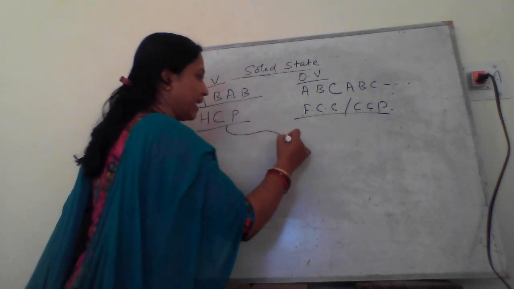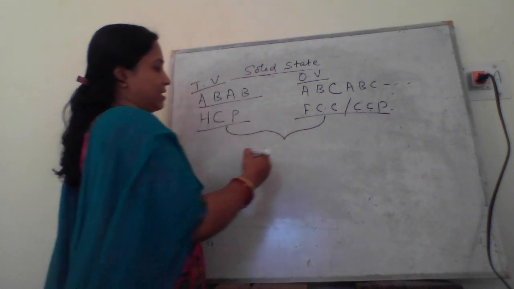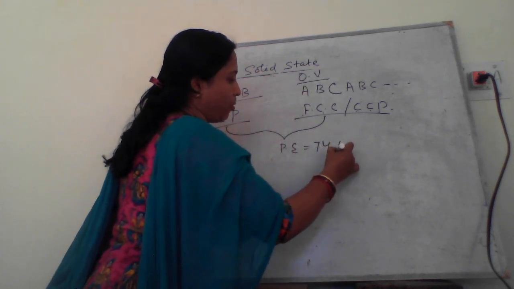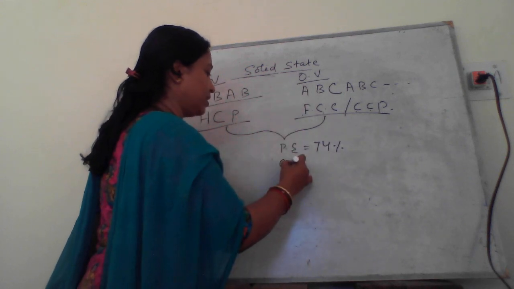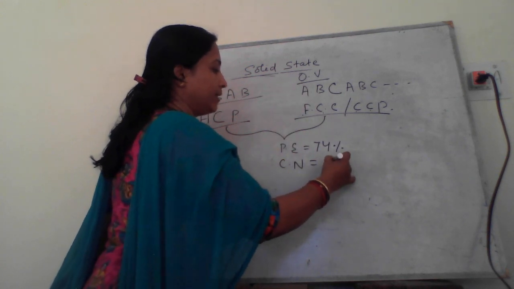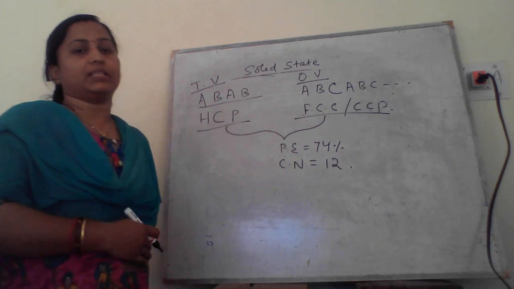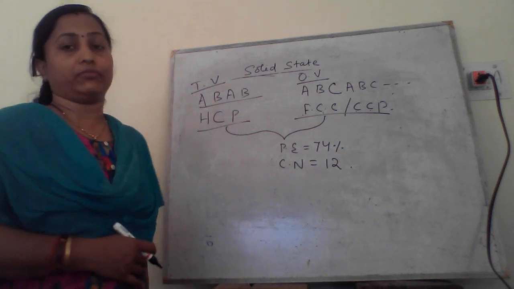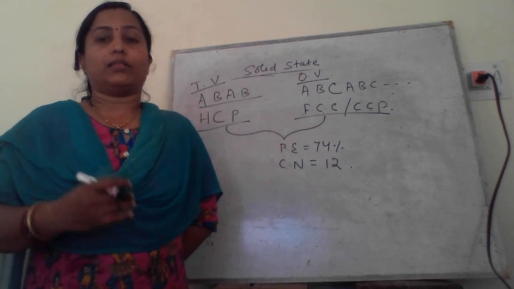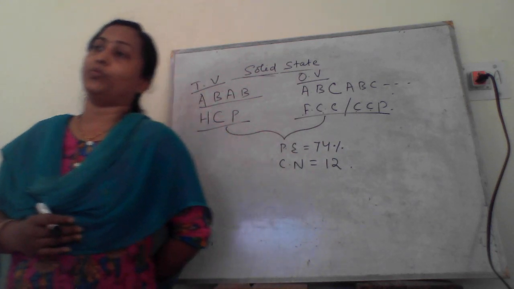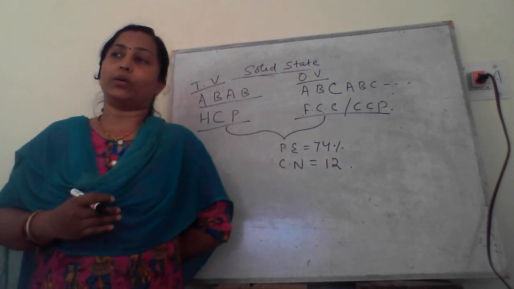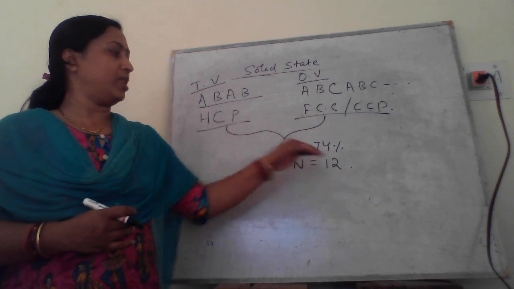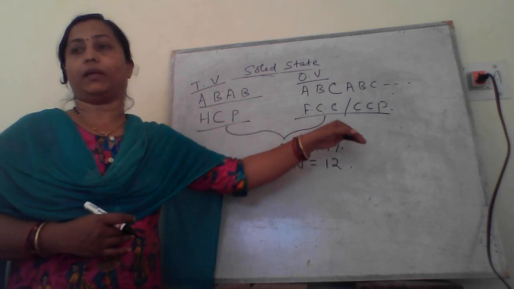In both HCP and FCC, the packing efficiency is 74% with coordination number 12. We already covered in simple cubic, the packing efficiency is 52.4% with coordination number 6. But here the coordination number is 12 with packing efficiency 74%.